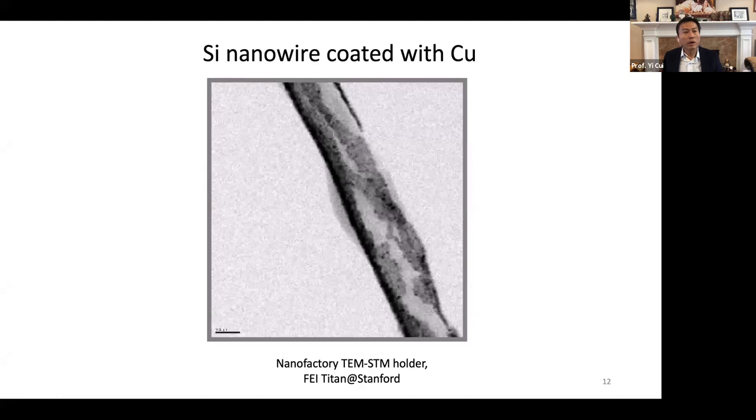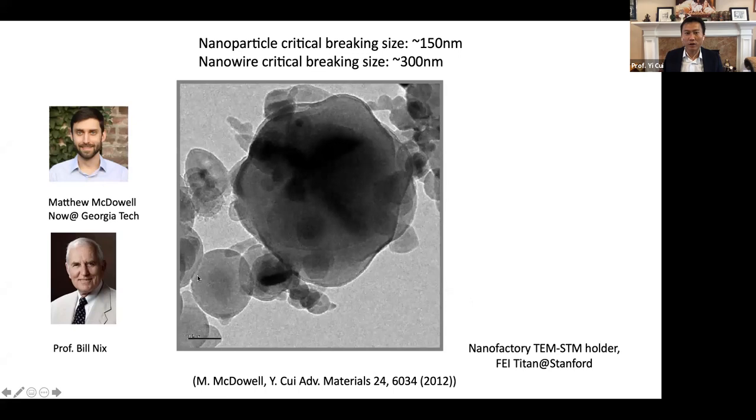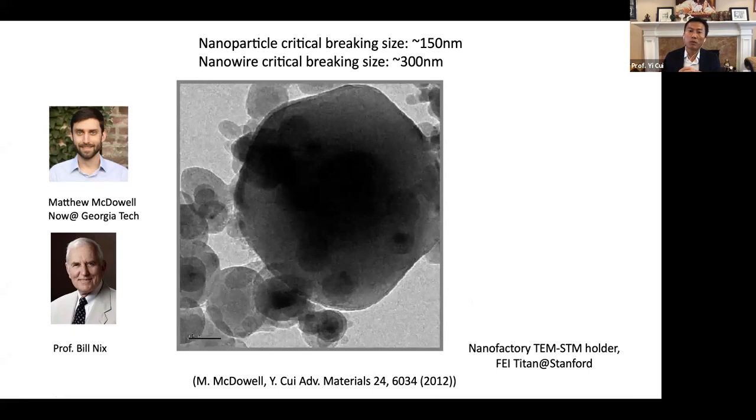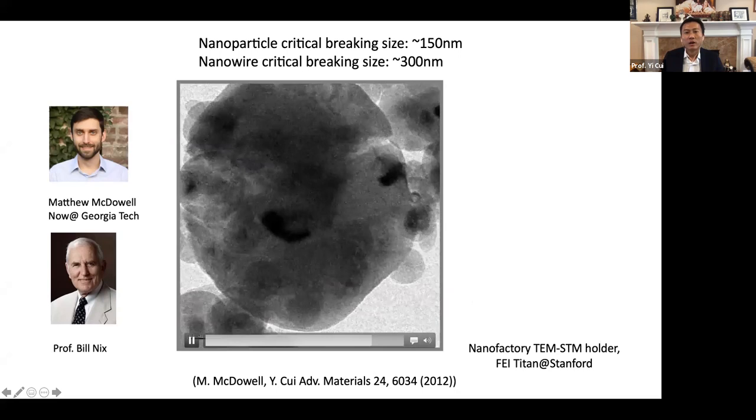But we really try to understand, is there a phenomenon of a critical breaking size? Here, what you are seeing is 800 nanometer diameter particles in the middle, smaller ones surrounding it. What you are going to see is lithium coming in can break this middle one, the 800 nanometer size particle, but the very small ones will not break. You see the volume expansion taking place, the crystalline core shrinks, the shell becomes amorphous lithiated silicon. So now you see the breaking is taking place.